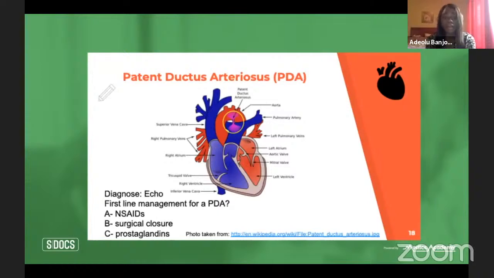So to diagnose, you use an echo, same as you would use for the atrial septal defects and the ventricular septal defects. And what is the first line treatment? So the first line treatment is actually A, NSAIDs, and that's because those help close PDAs. However, if you have a particularly large PDA, then you might need surgical intervention, and prostaglandins are actually what maintain PDAs. So for some forms of congenital heart disease, if you want the duct to stay open, then you would use prostaglandins, but to close them, you would use NSAIDs, particularly an NSAID called indomethacin.